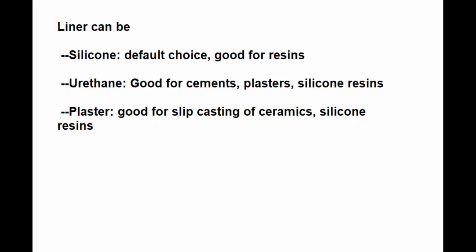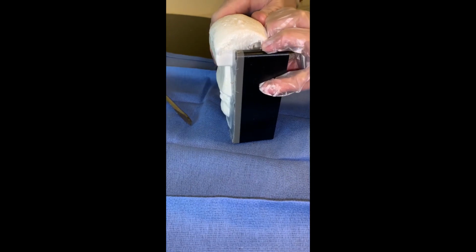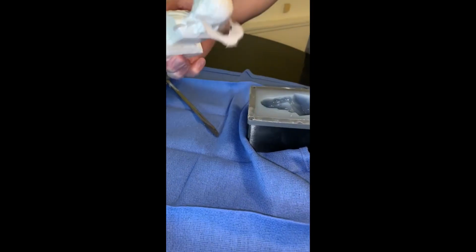It's flexible, so your object can have some mild undercuts, although you do want to be aware that deep undercuts will make it hard to get the object out of your mold and will reduce the life of the mold. The surface is relatively non-stick, so it's easy to get your objects out even without using mold release. So it's the most common all-around choice.